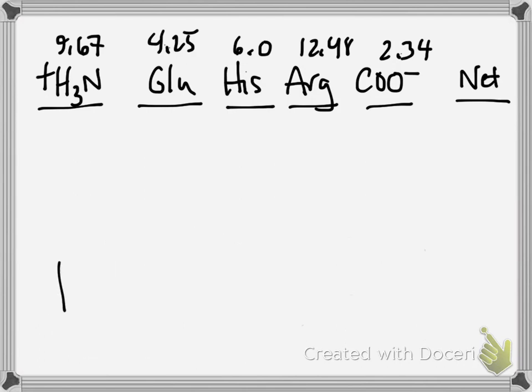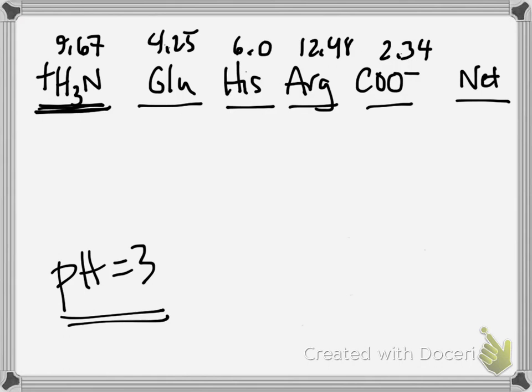So if we're hanging out at a pH of 3, what's this first group going to look like? That amino group on the N-terminus, its pKa is 9.67. All the way down at pH 3, this group is going to be all protonated. It is not going to have lost its protons, so overall charge of +1. There's no partial species, there's no partial charges associated with this group.